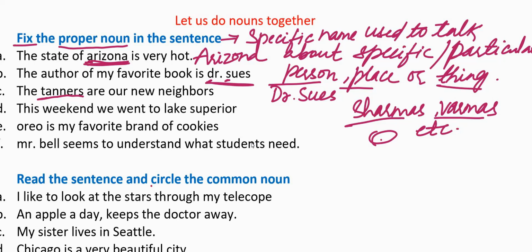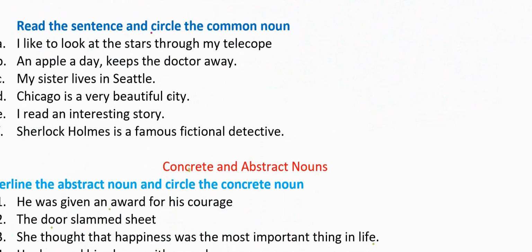Now, the T is small. You have to use the capital T. I have done 3 examples for you. You are supposed to do the remaining 3 in this section. Let's go to the common noun now. We are supposed to read the sentence and circle the common noun.